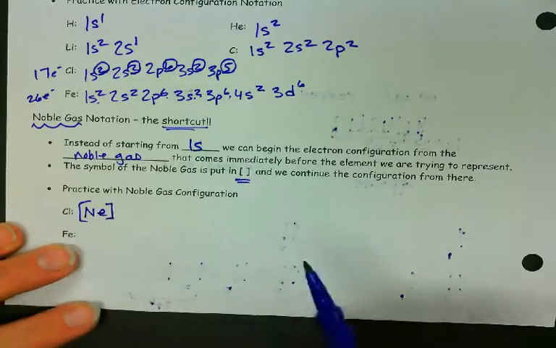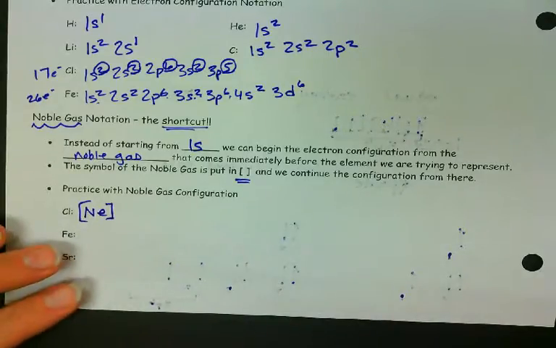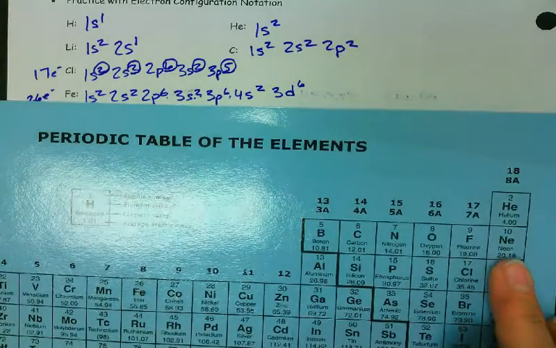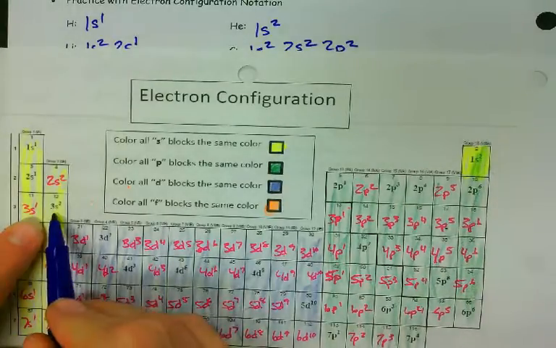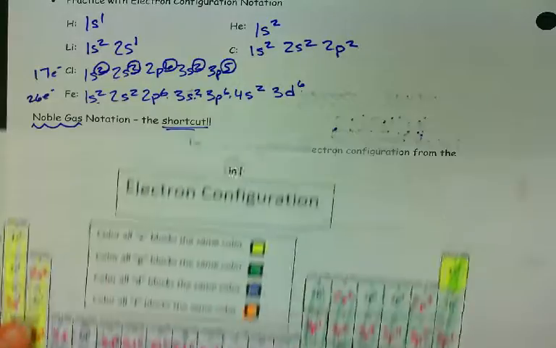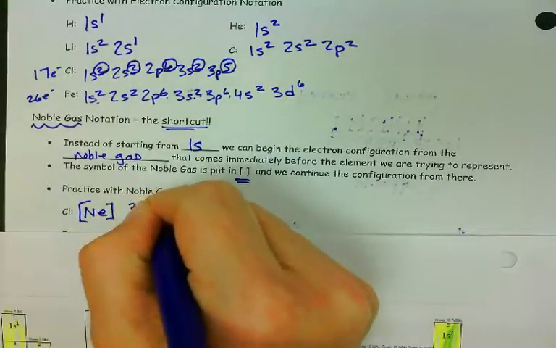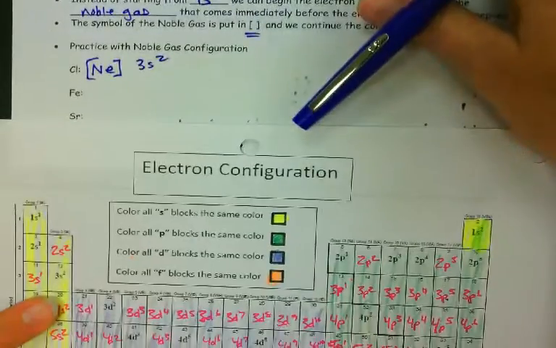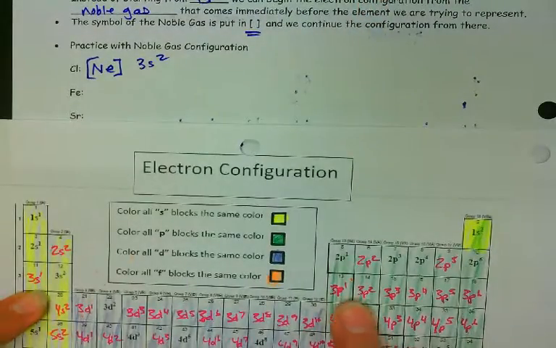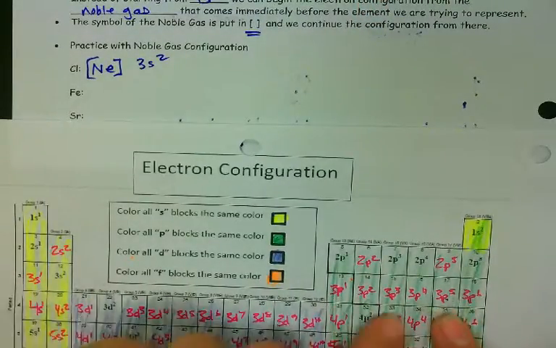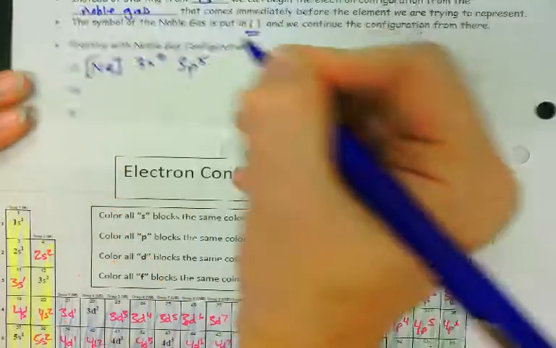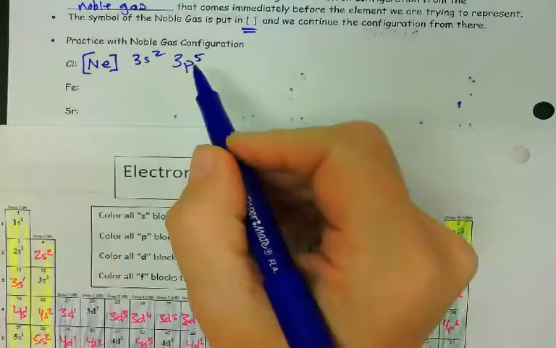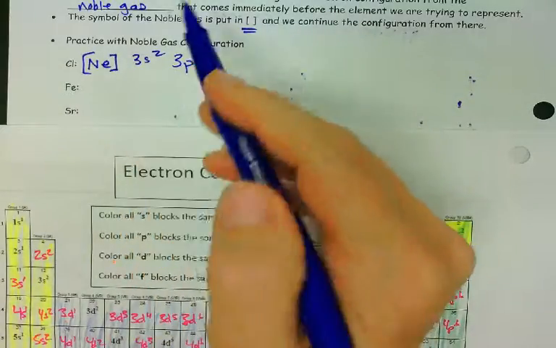So then all I have to do is write anything that comes after neon, okay? So when you were looking at this, actually let's use your other chart, it'll probably make a little more sense to you. So neon's at number 10. I know I have to account for this block right here, so I'm going to write 3s2. Then we got to keep going because we are actually getting to chlorine. Chlorine is number 17, so then 3p5. Okay? So now we're done. That's the shortcut for chlorine.